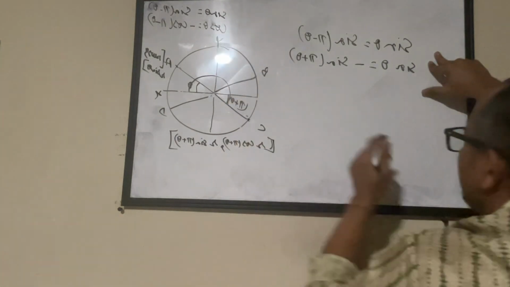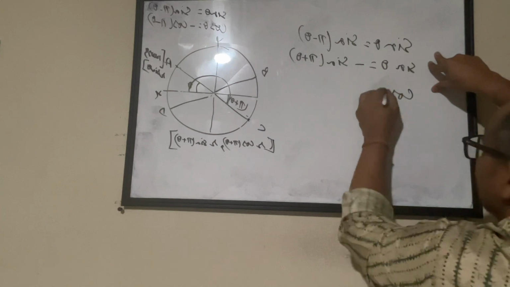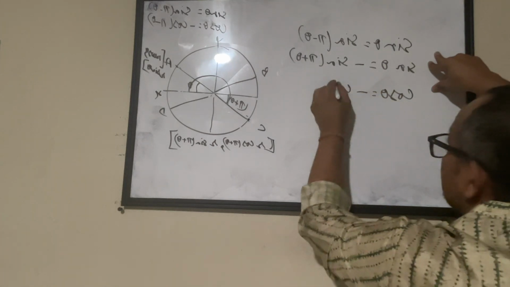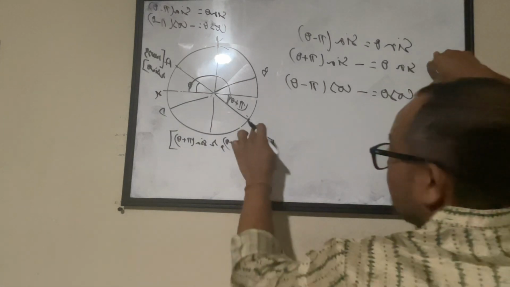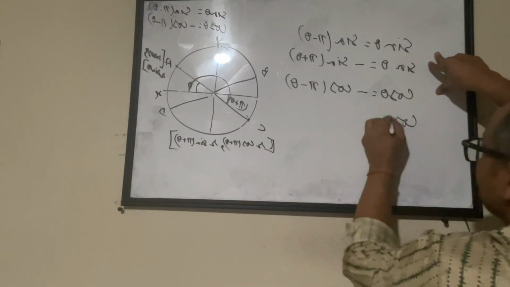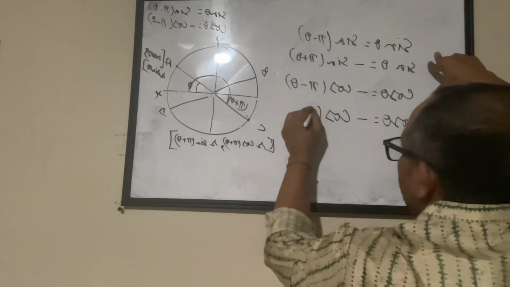Similarly, from here we found, meaning when we looked at this point and this point, we found that cos of theta equals minus cos of pi minus theta. From this point we found that cos of theta equals minus cos of pi plus theta.